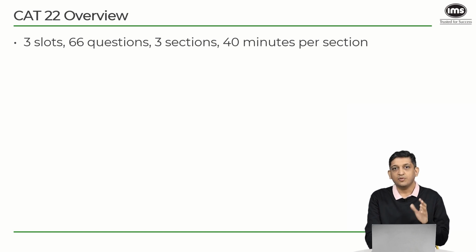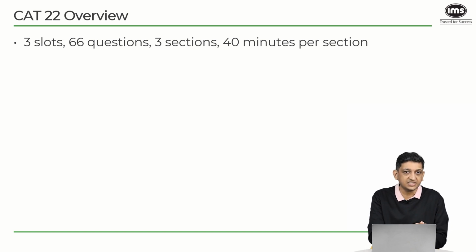Also, the CAT is a computer-based test, meaning that every person in a particular slot will have the same set of questions. These questions can be presented in a different order within a section, but everyone will get to experience the same 66 questions that are a part of a particular slot.